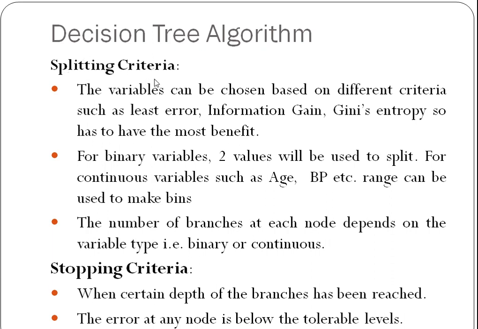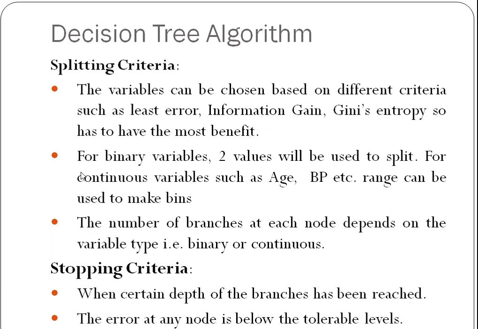Splitting criteria: what is the decision based on, how do we split? The variable can be chosen based on different criteria, such as least error. What we did was least error. There are also information gain and Gini entropy, but those are not in your syllabus. We use least error. This is important so that we can get the most benefit. It is a very crucial step to select a variable which has the most insight into the data.